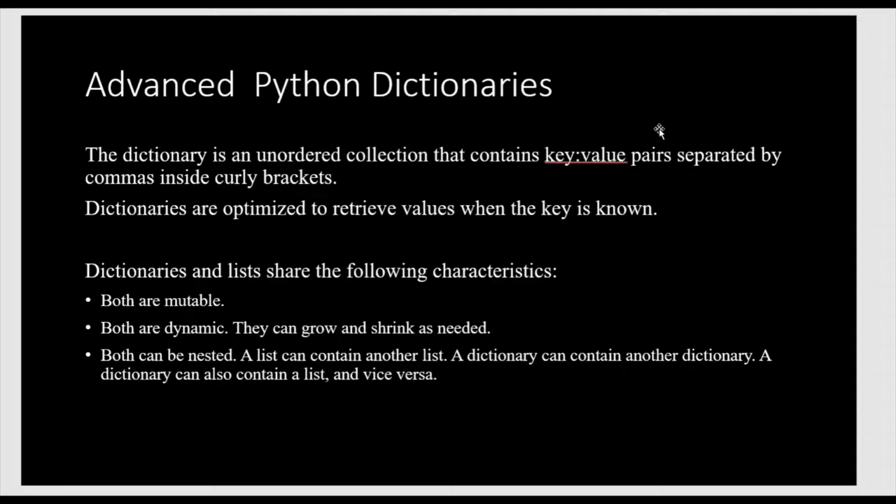And advanced Python dictionaries. A dictionary is an unordered collection that contains key-value pairs separated by commas inside curly brackets. Dictionaries are optimized to retrieve values when the key is known. Dictionaries and lists share the following characteristics: both are mutable, both are dynamic, they can grow and shrink as needed, and both can be nested. A list can contain another list, a dictionary can contain another dictionary, and a dictionary can also contain a list and vice versa. They can contain any type. There are simple related characteristics between the two.